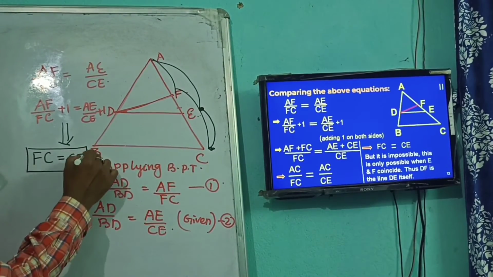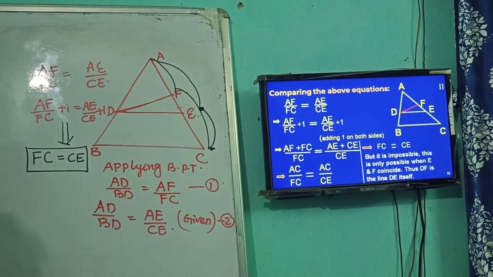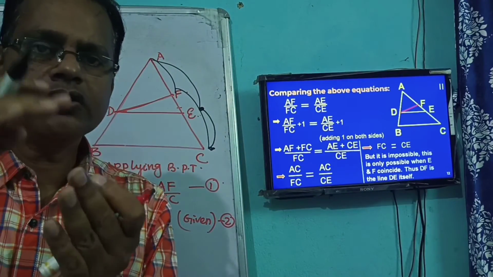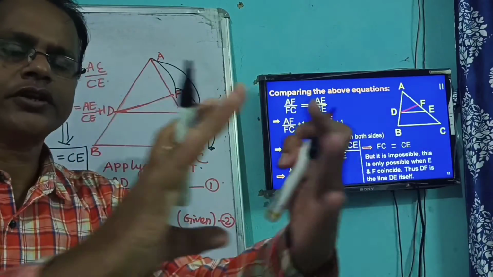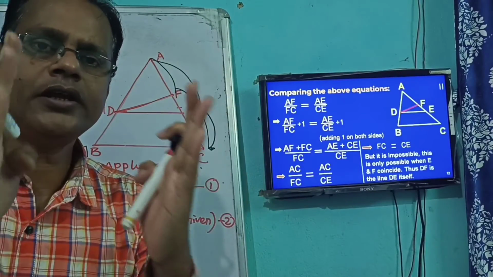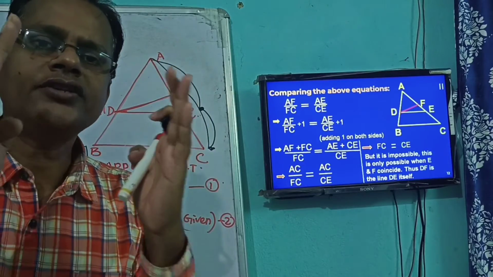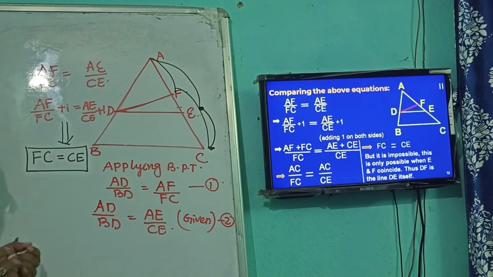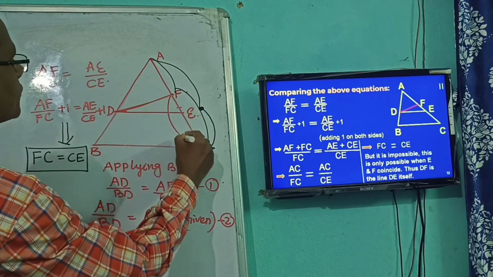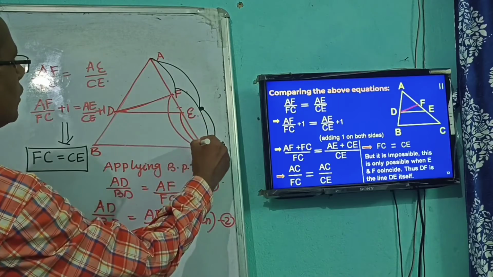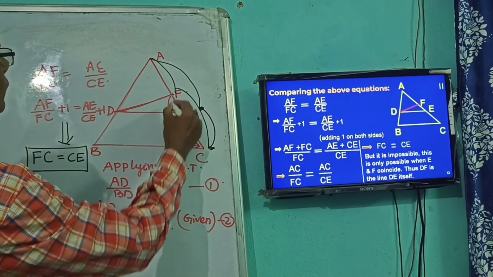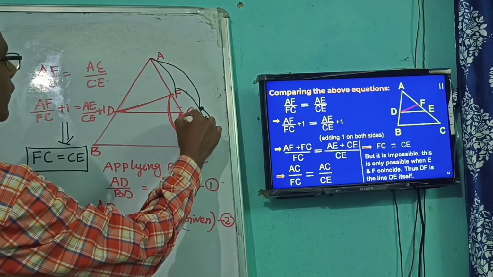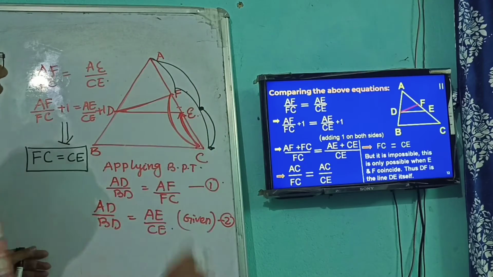Now this is the absurd answer. The third part: when you are doing certain mathematical calculation, you definitely get a step that is called your absurd answer. Now all of you look at the diagram. Can this line FC be equal to CE here? According to the diagram, this is a bigger line and this is a smaller line. Then how will these two be equal? And this is your absurd answer.